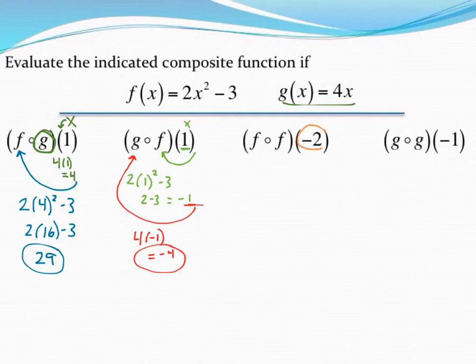So take negative 2 as your input, plug it into the f function. So I'd have 2 times negative 2 squared minus 3. When I square a negative number, I multiply it by itself, so it comes out even. So that's 2 times 4 minus 3, or 8 minus 3, which gets me 5. Well, just like the other examples, I'm now going to take that number and plug it into the second function. So plug 5 back into f and evaluate.